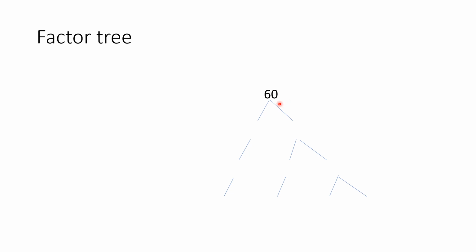60. Again, for 60 we will factorize it into two branches, 2 into 30. Then 2 is a prime number, so there will be only one branch, and for 30 there will be again two branches. 2 multiply by 15 for 30. Now for this 2 there will be one branch, for this 2 there will be one branch, and for this 15 there will be again two branches, and here it is 3 multiply by 5.